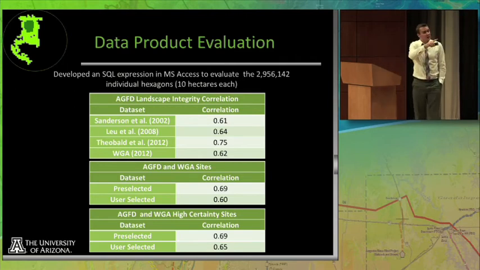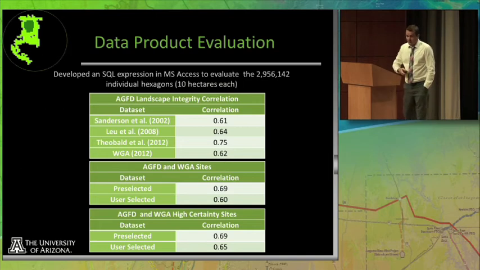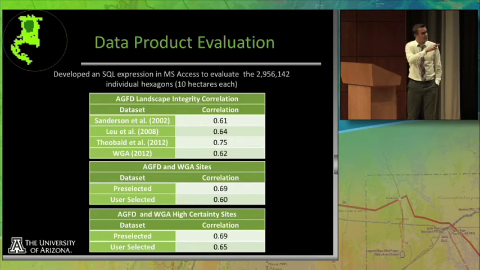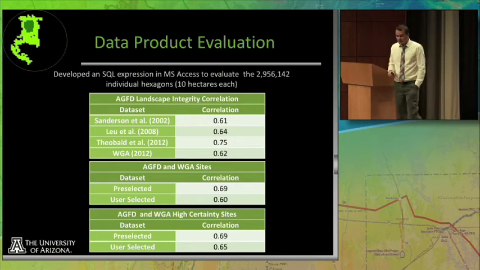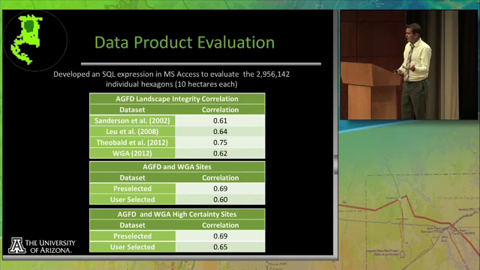So Sanderson et al. had developed a human global footprint with 1 kilometer resolution. Liu et al. had done human footprint for the West. David Theobald was working with this in the West as well. The Western Governors Association has done some of this stuff. So what we wanted to do is to take our landscape integrity surface and vet it against these data products from these peers.